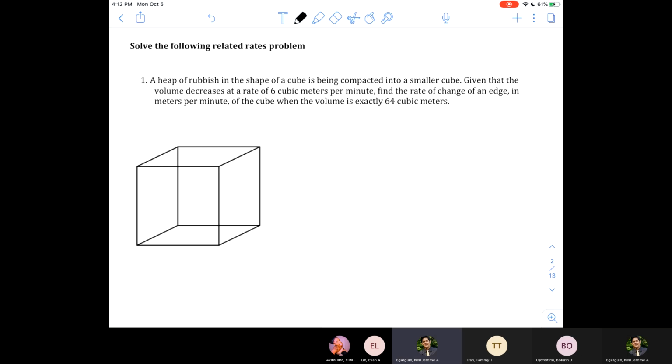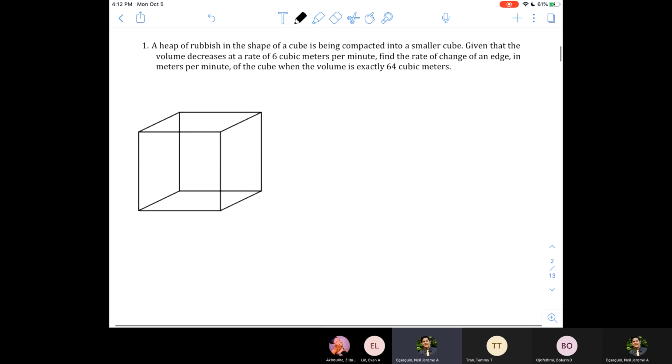Okay, first, we draw a picture of the problem. Since I'm not good at drawing three-dimensional objects, I have copy-pasted here a picture of a cube. And if we look at the problem, it looks like we need to consider the volume of the cube. So aside from having a pictorial representation of the problem, I usually use it to define the variable. So I write a V here to denote the volume.